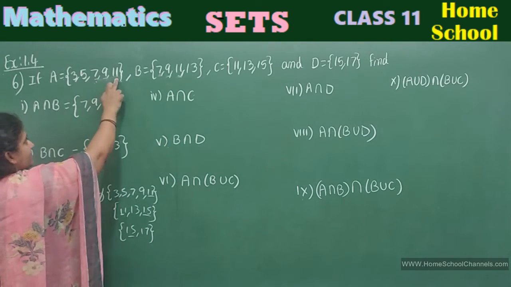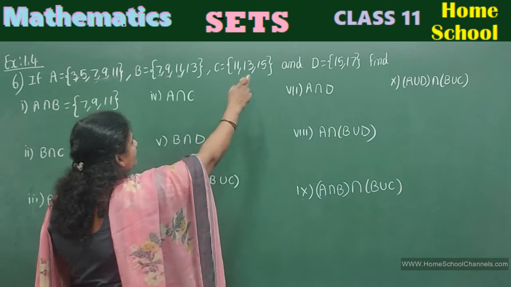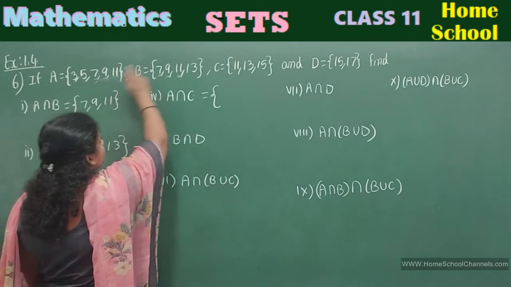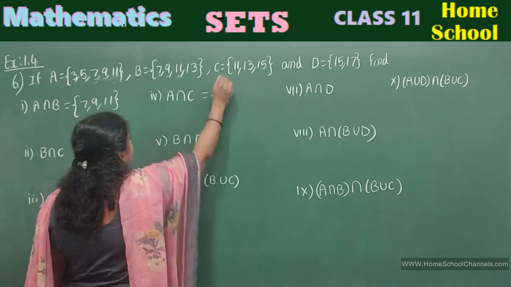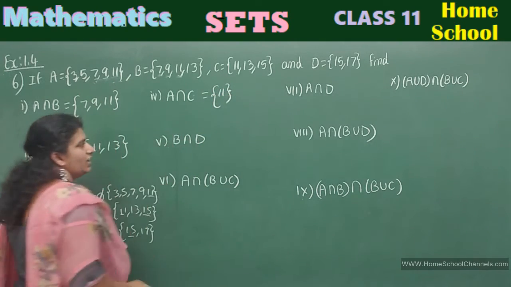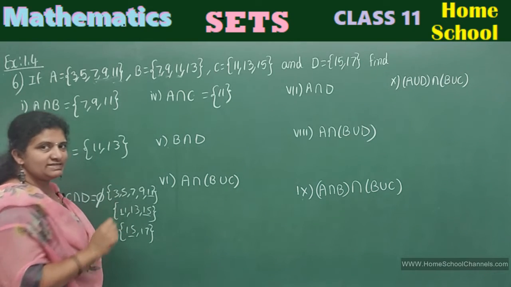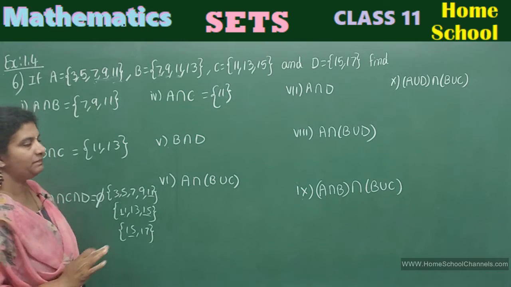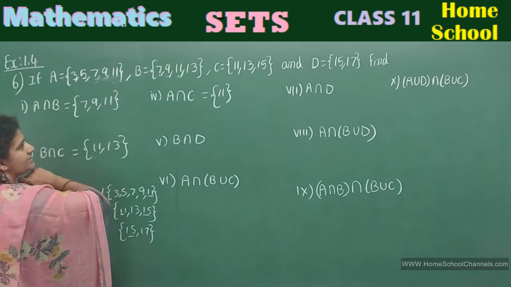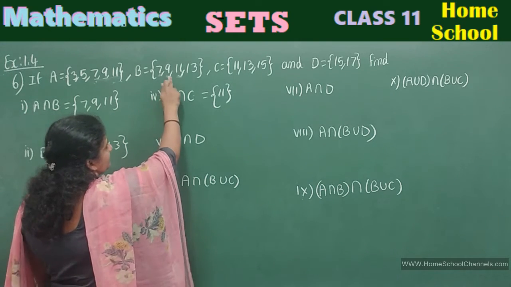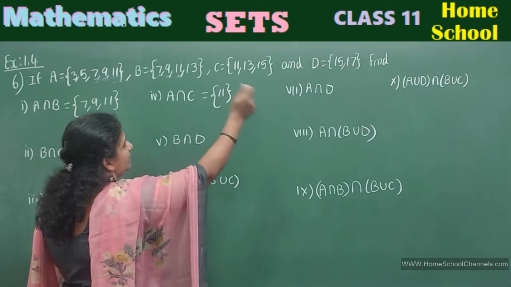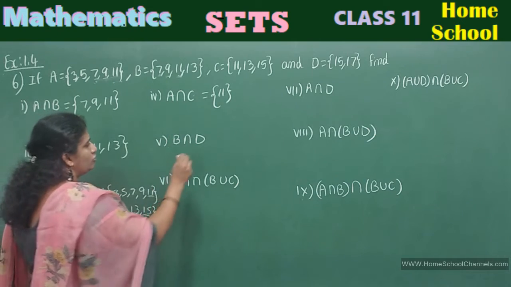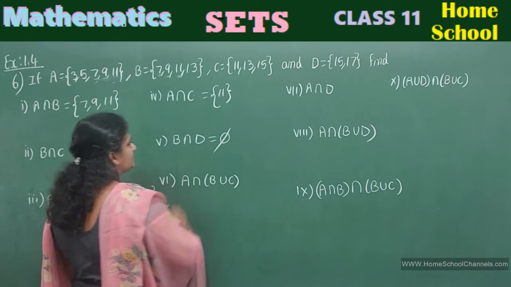See the fourth one, A intersection C. A is 3, 5, 7, 9, 11. C is 11, 13, 15. So what is the common element in this set and this set? 11 is common. Okay. Are you able to understand? Listen carefully. It is very easy. Next one, B intersection D. B set 7, 9, 11, 13. D 15, 17. Do you have any common element? No. No means null set.